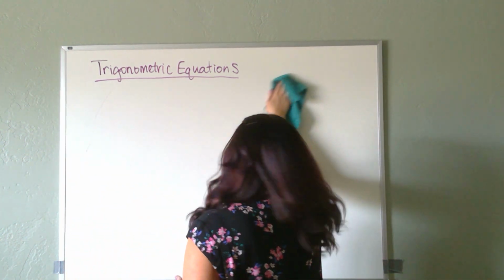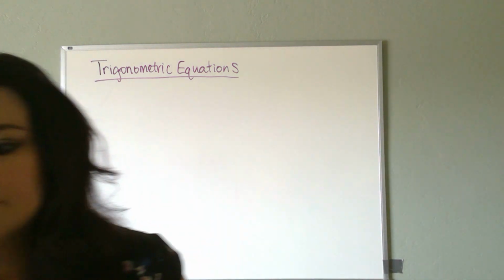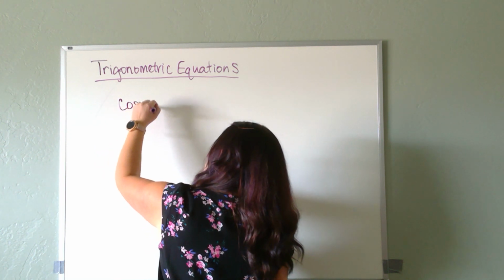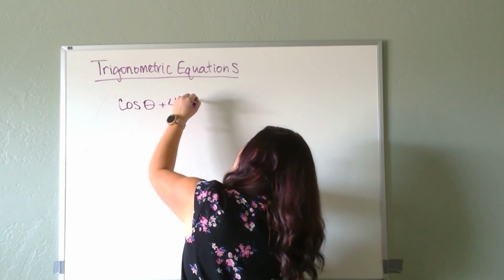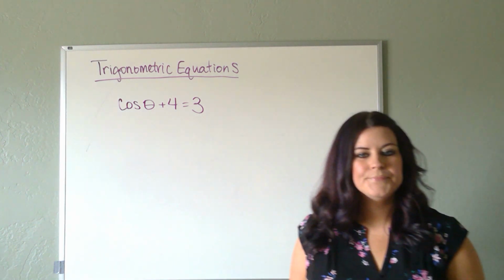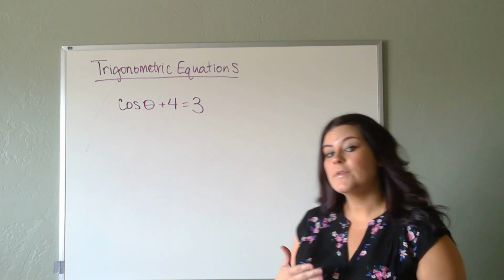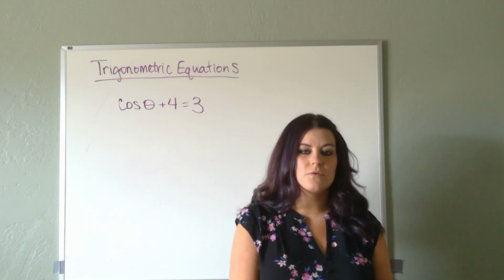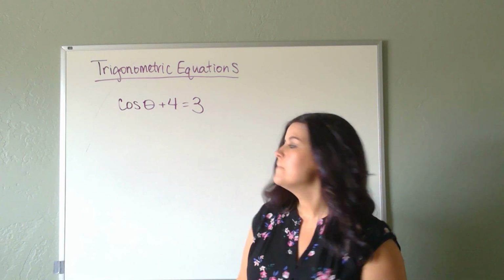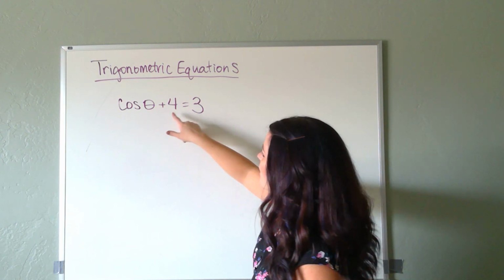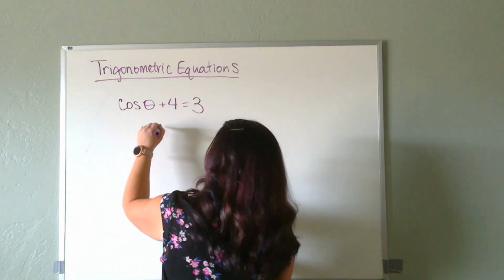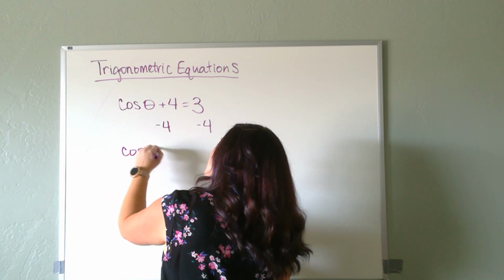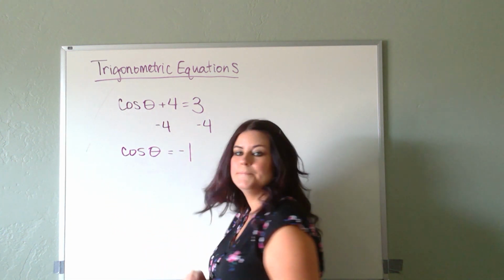I want to do one more like this. So what about this one? I've got the cosine of theta plus 4 equals 3. So again, I'm solving for theta, but first I need to isolate the cosine of theta, and then I can go to the unit circle to look for my answers for theta. So on this one, it looks like all I need to do is subtract 4 from both sides. And I get the cosine of theta equals -1.